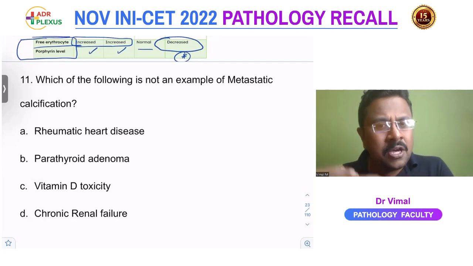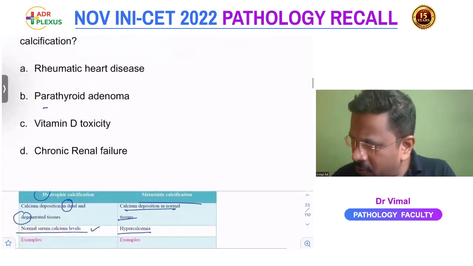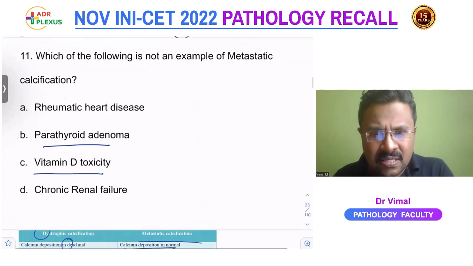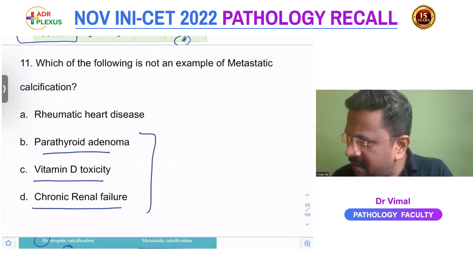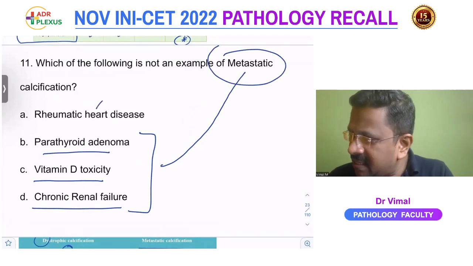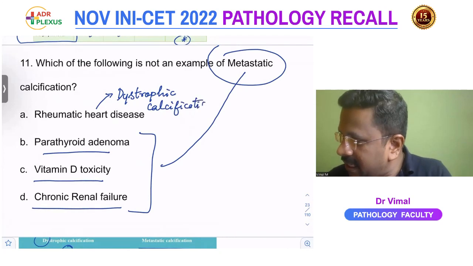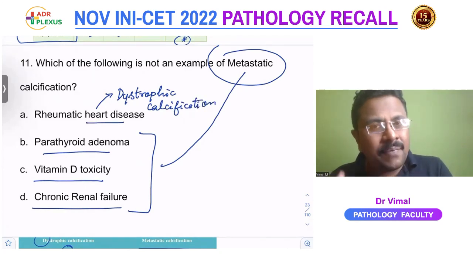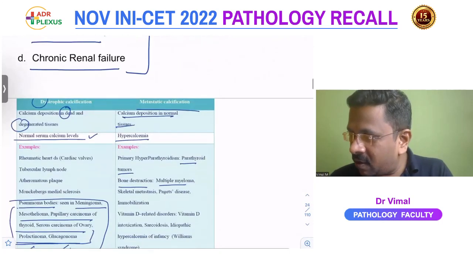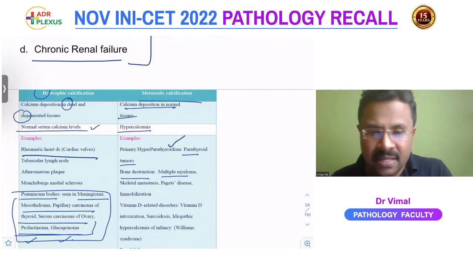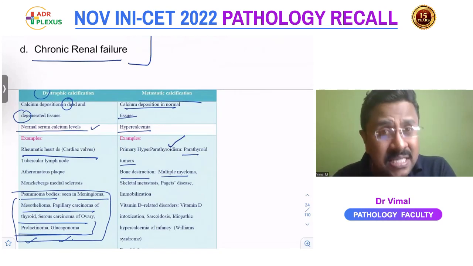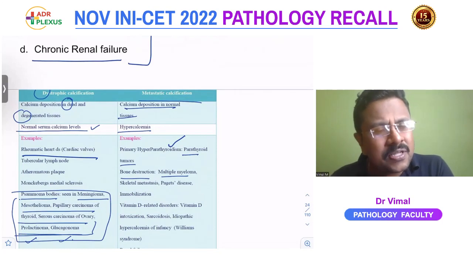That is the metastatic calcification. So if you can see here, the parathyroid adenoma, there will be hypercalcemia. Vitamin D toxicity, yes. Hypervitaminosis, definitely there will be a hypercalcemia. And a chronic renal failure, all these things will cause a metastatic calcification. Whereas in rheumatic heart disease, you can get dystrophic calcification. So the answer here is rheumatic heart disease, because in rheumatic heart disease, you can get dystrophic calcification. Like many other questions, this point is also well explained in our workbook. And you can see here, dystrophic calcification, rheumatic heart disease, and metastatic calcification. You have primary hyperparathyroidism, metastasis, multiple myeloma, sarcoidosis, chronic renal failure, milk alkali syndrome, and so many causes are there.